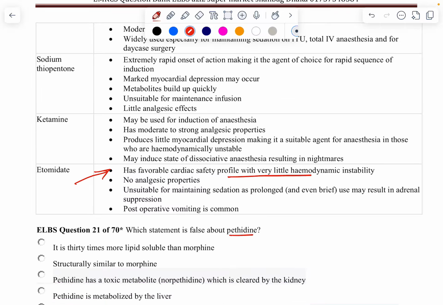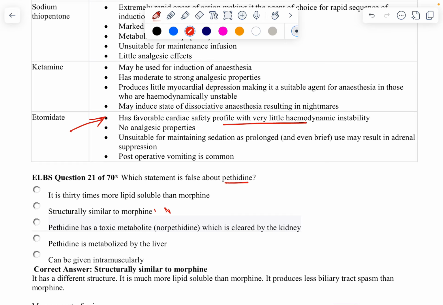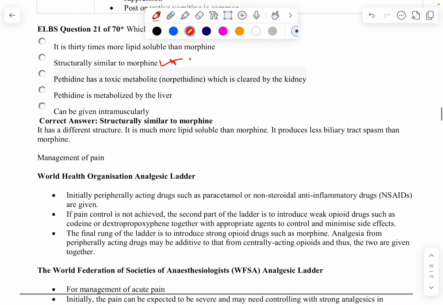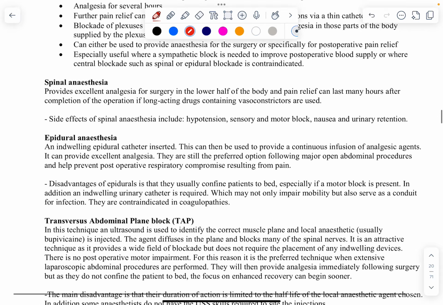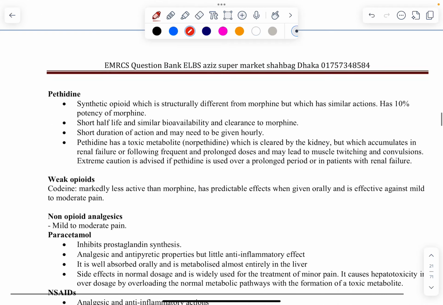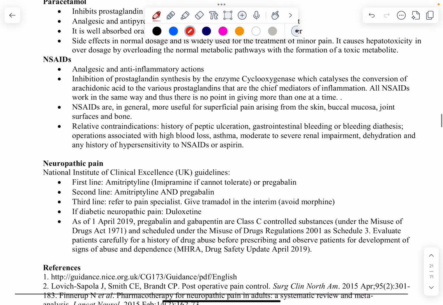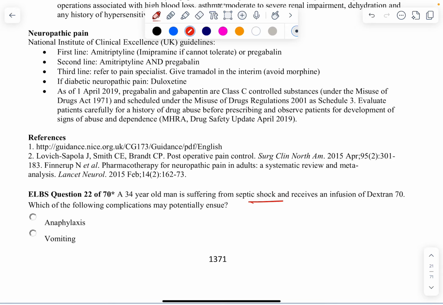Pethidine is not like morphine. That is the answer. A 34-year-old man in septic shock receives an infusion of dextran. Which of the following complications may ensue? Anaphylaxis. Dextran causes anaphylaxis.